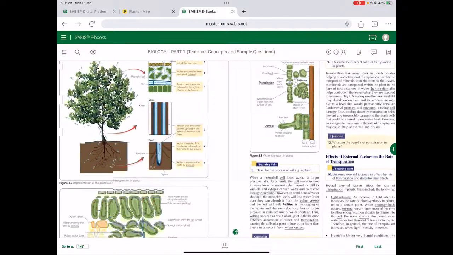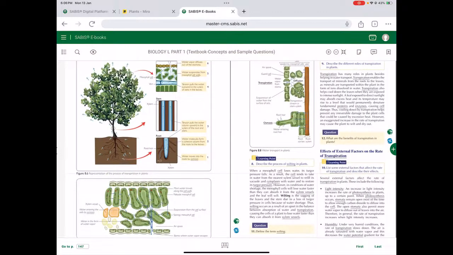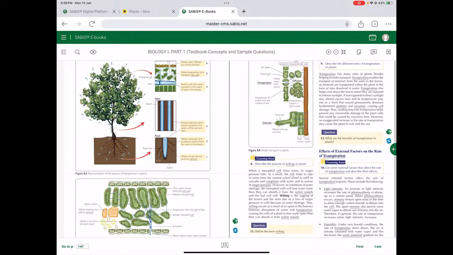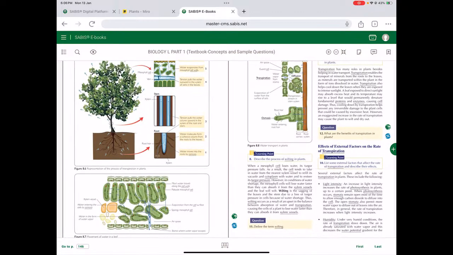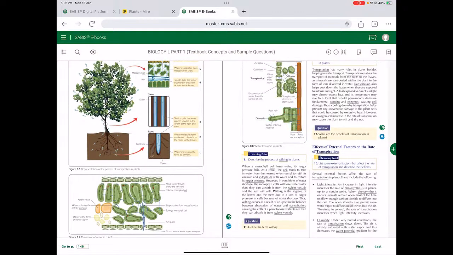So here is just a diagram, just to show you guys. Again, look how water moves into the roots by osmosis. That's the first step. We have a cohesive column for it. Tension pulls it upward. So also, again, every diagram, know how to label it and understand it properly.